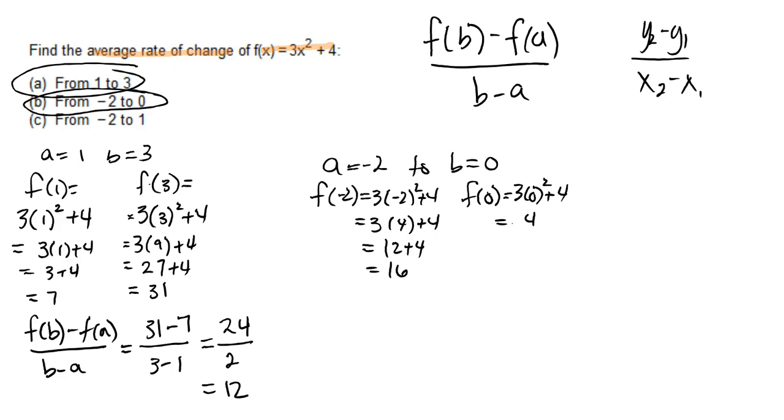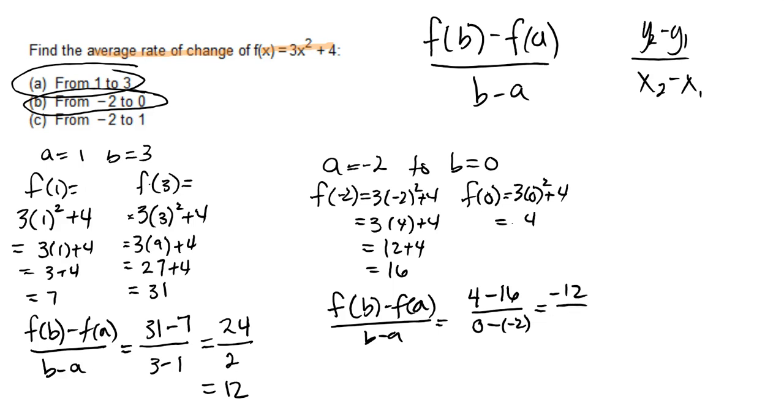So using the average rate of change formula, that's f of b minus f of a over b minus a. We have 4 minus 16 over 0 minus -2. 4 minus 16 is -12, and 0 minus a negative is 0 plus 2, and that's 2. And -12 over 2 is -6. So the average rate of change from -2 to 0 is -6.